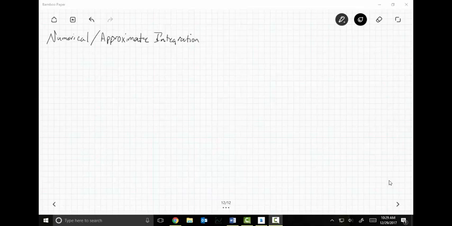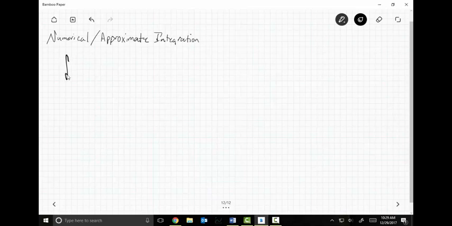Today we're going to talk about numerical or approximate integration. I'm going to give you 3 techniques for doing this. Now, why do we need a numerical or approximate integration? Well, I'm guessing that a lot of you have had this niggling thought in the back of your head about an integral that can't be solved analytically.